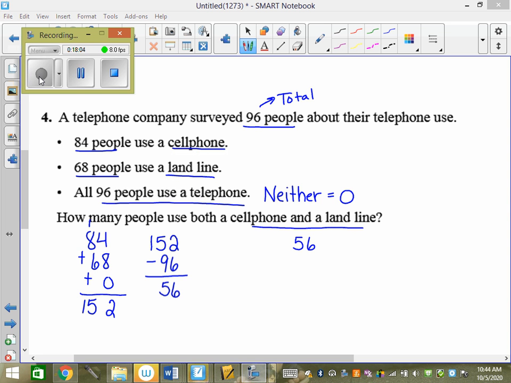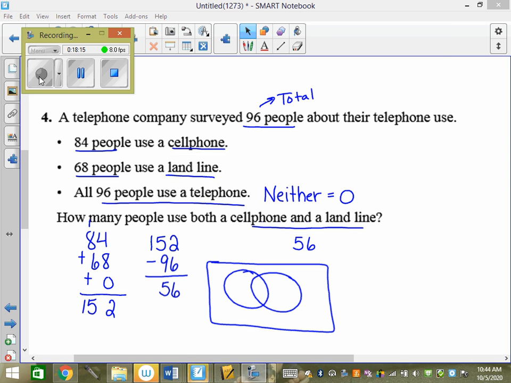I want you guys to do the Venn diagram just for practice though, okay? So I would go and I would do my 2 circles overlapping. And why do I want you to do this for practice? Because this is the more straightforward question. How many are in both? But the other questions I could ask that aren't as straightforward would be how many people use a cell phone only? Or how many people use a landline only?